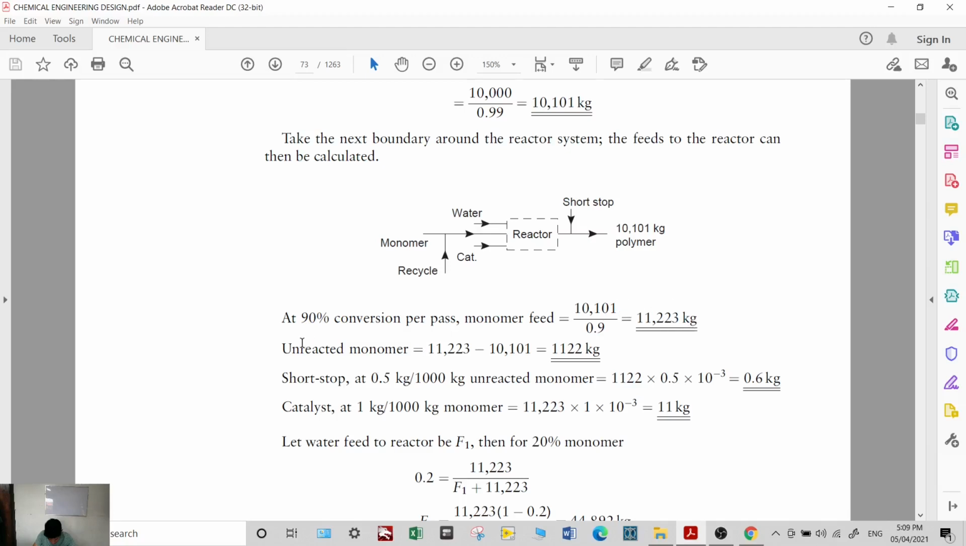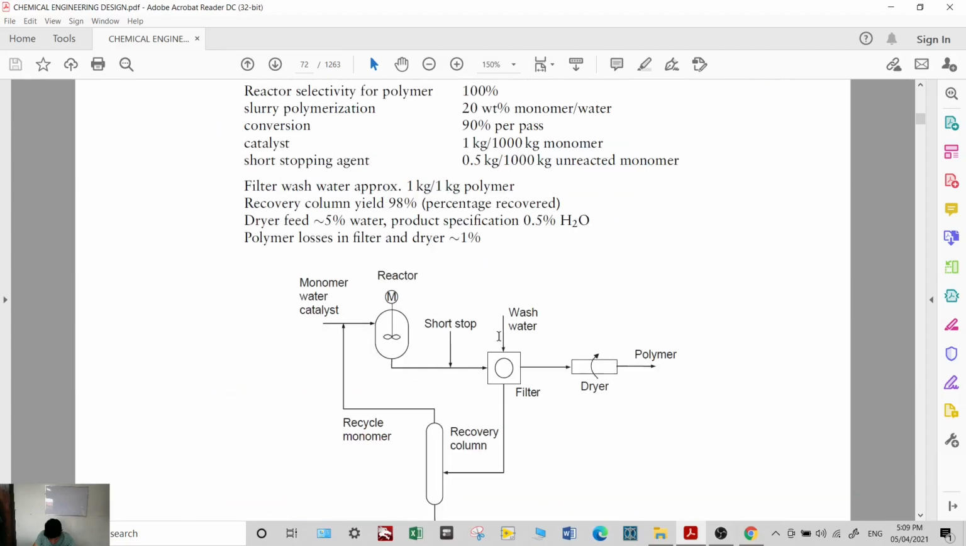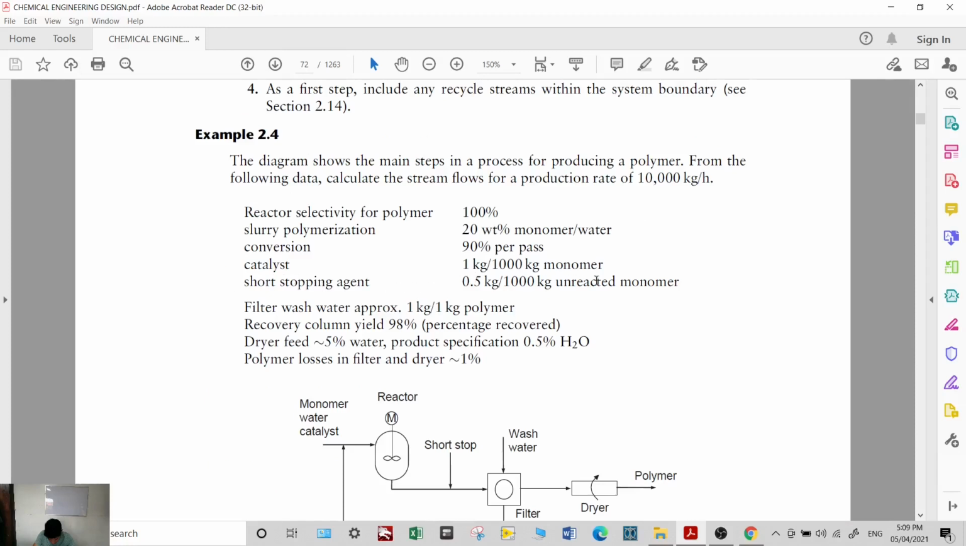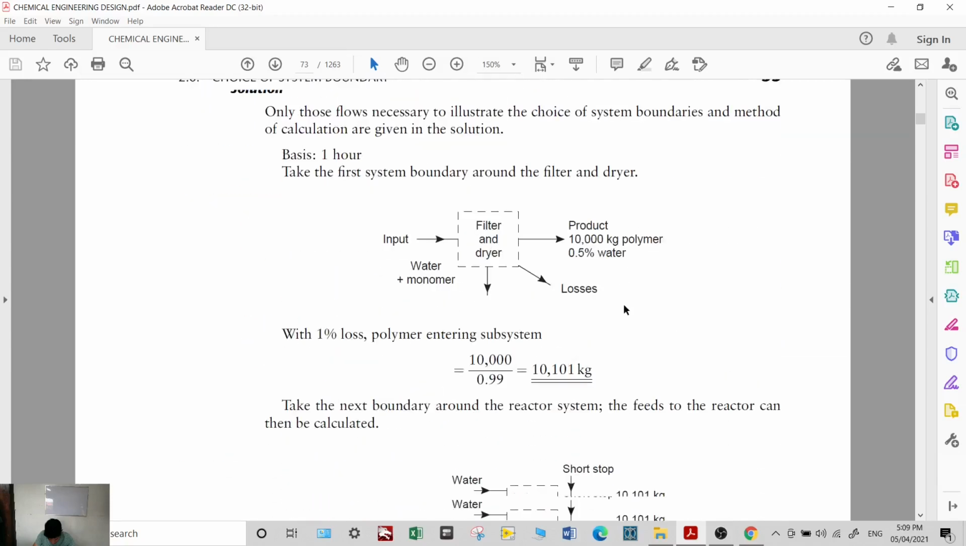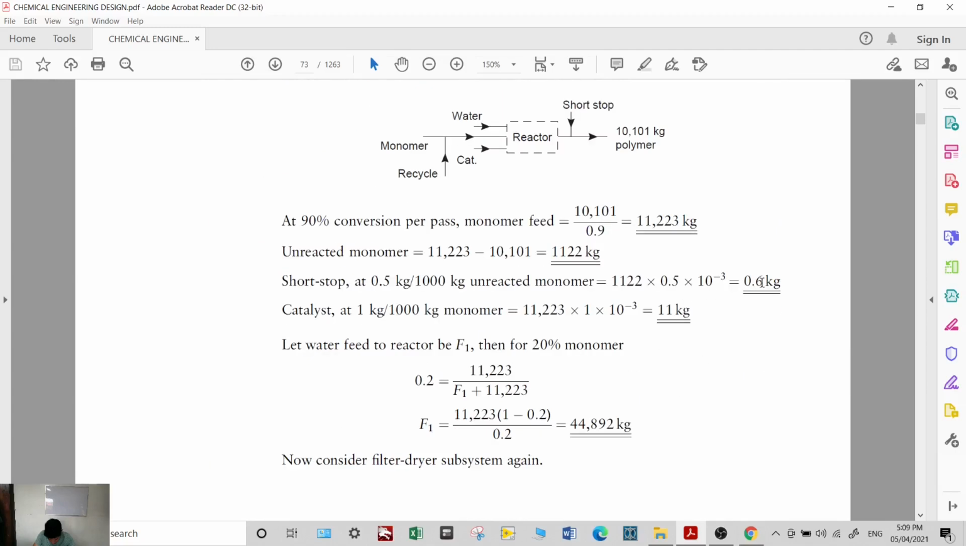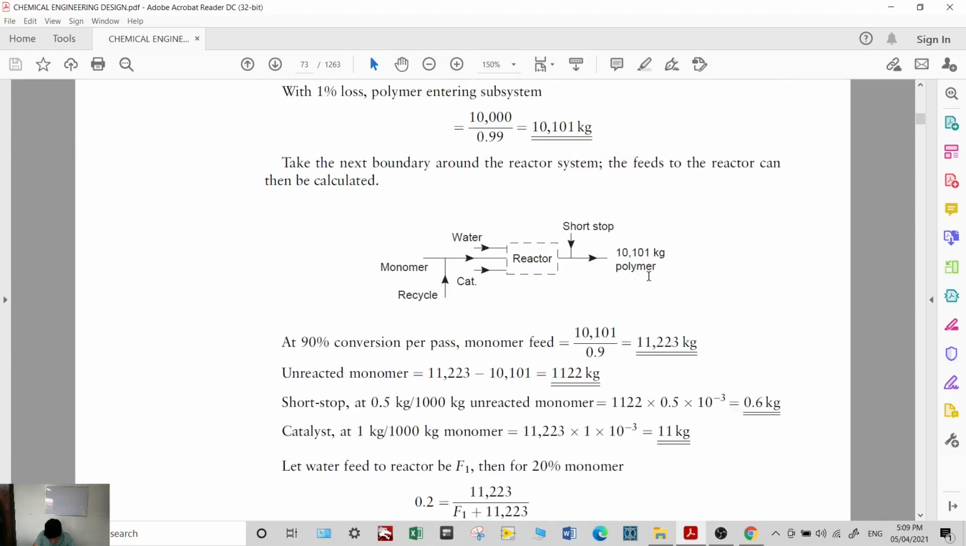So therefore, the unreacted monomer, ang mga monomer nga wala na yung polymer, is just 11,223 minus 10,101, which is 1,122 kilograms. Based on this one, makuha ni mo ang short stopping mass flow. Kay ang giyon diri short stopping agent, kinahanglan ka magbutang og 0.5 for every 1,000 unreacted monomer. So, 1,122 multiply by 0.5, you will get 0.6 kg nga short stop agent.